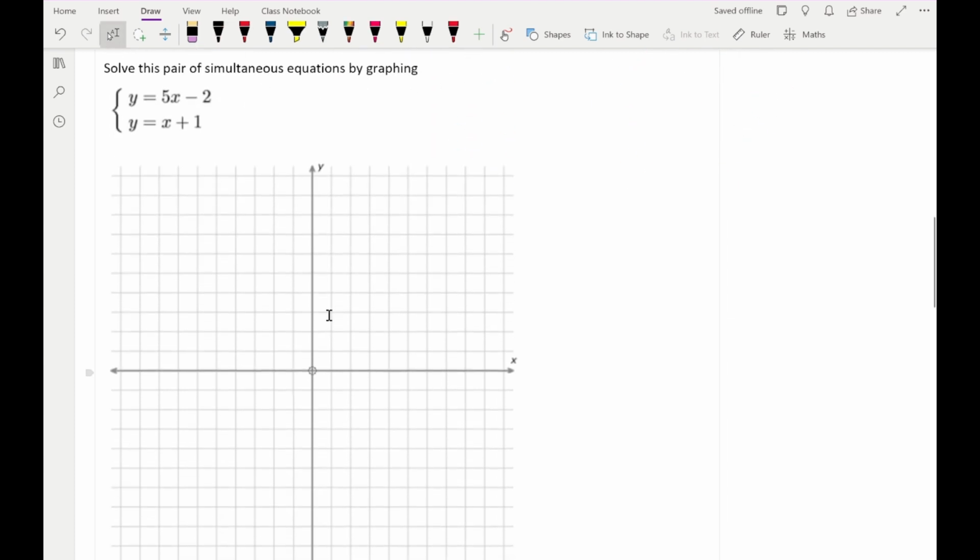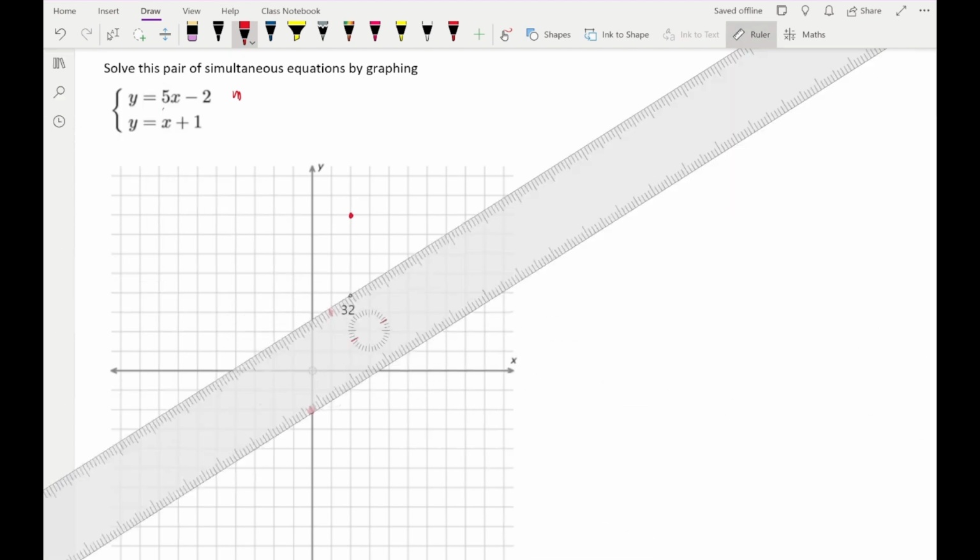All right, let's solve this pair by graphing. We'll do it first graphically, and then we'll do it using the calculator. Our first line, y equals 5x take 2, is going to have a y-intercept of -2 and a slope of 5. So we're going to have to go up 5 squares every time we go across 1 square. Just like that. Grab your ruler, join them up.